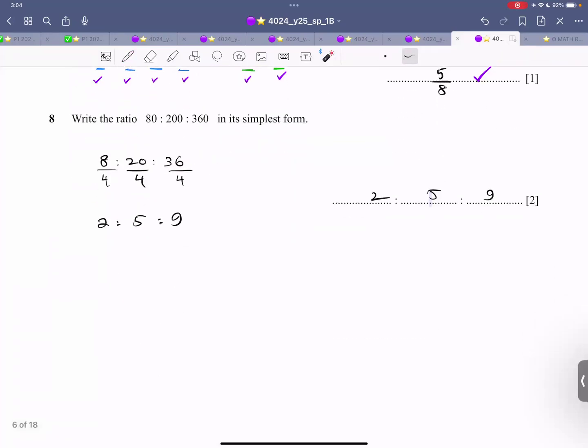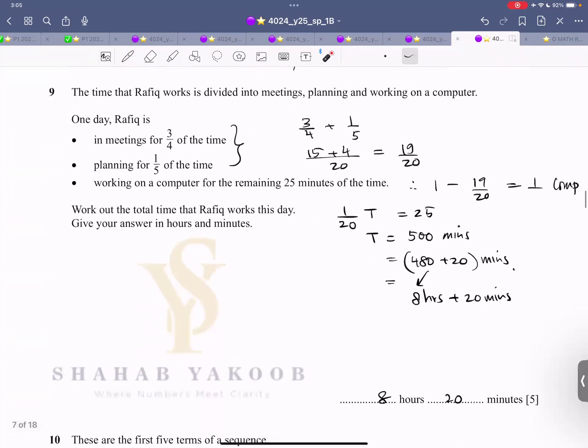Ratio, very simple question. Cancel off the zeros first. They all are multiples of 4. So 8 divided by 4 is 2, 20 divided by 4 is 5, 36 divided by 4 is 9. Can't simplify further. Leave it as it is.